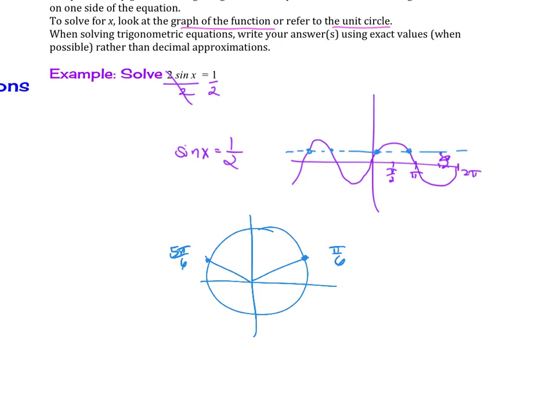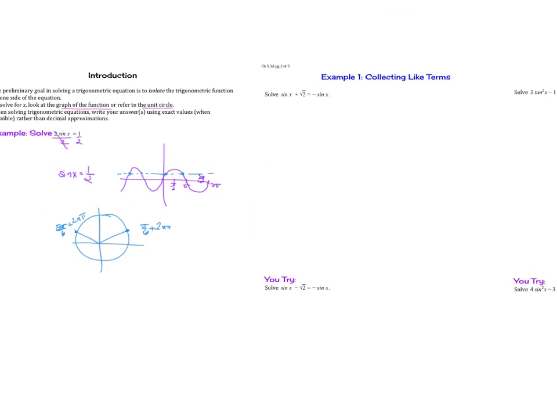Now it just says to solve, and so we actually want all of our solutions. We can continue with this on forever, just like on this graph up here, it goes on forever. So we can say the period for sine is 2 pi. So this would actually be pi over 6 plus 2n pi, and this is 5 pi over 6 plus 2n pi. So just kind of a preview of what we are looking at in this section.